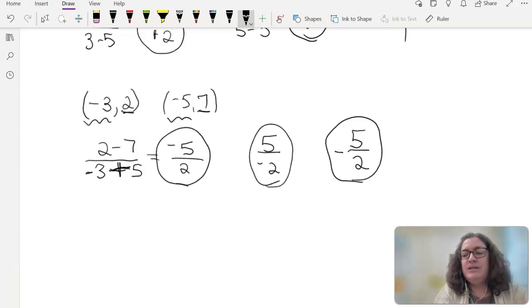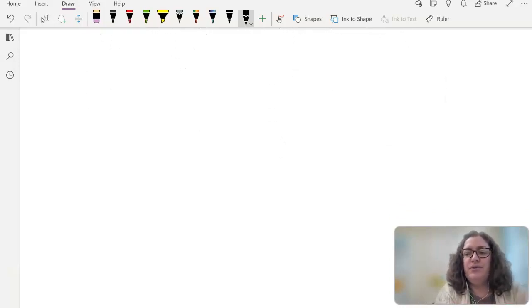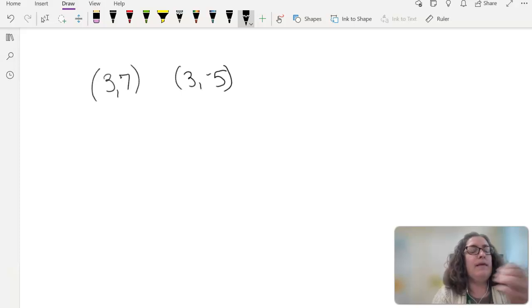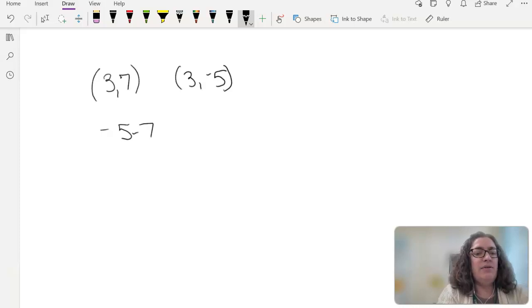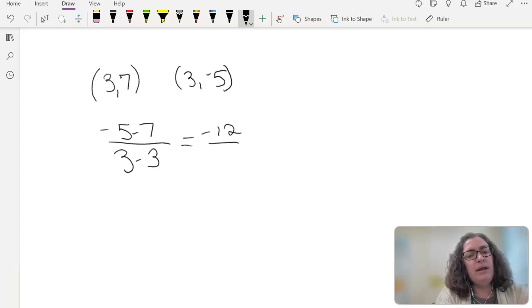All right, the last one I want to show you is what if I have a line that goes through these 2 points. Let's try 3, 7, and 3, negative 5. So y minus y, I would start with negative 5 minus 7, or again, you can do 7 minus negative 5, and then I would do 3 minus 3. Well, if I do negative 5 minus 7, I get negative 12, and 3 minus 3 gives me a 0. And if I try that in my calculator, negative 12 divided by 0, I'm going to get an error message.